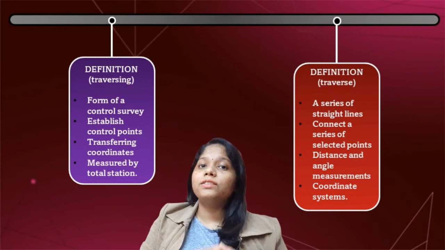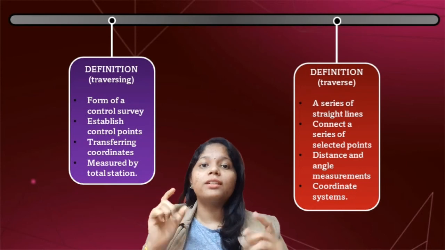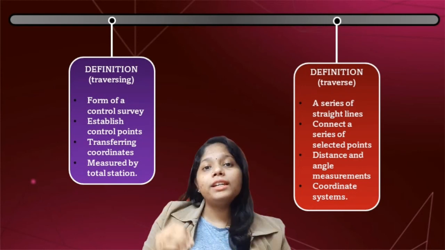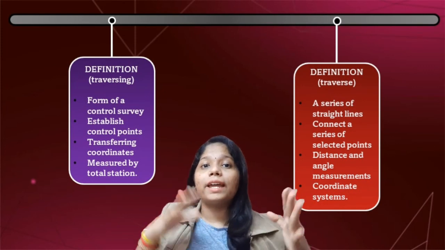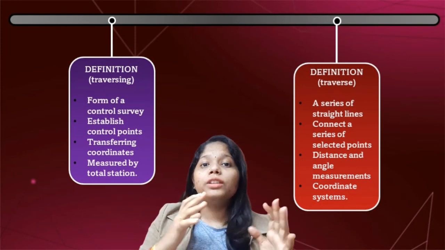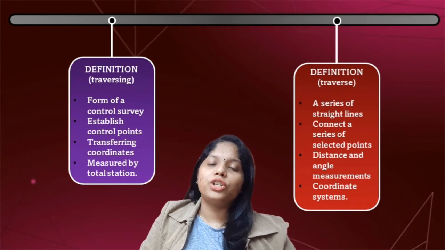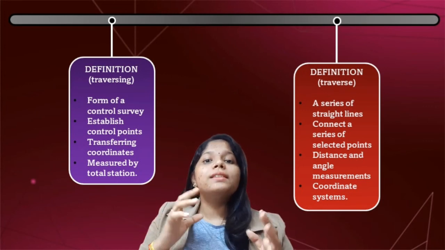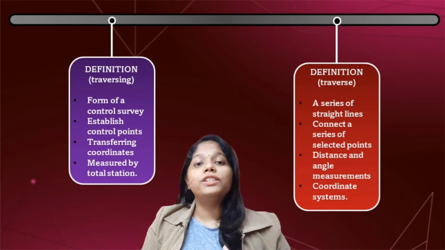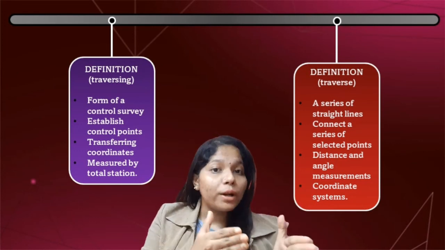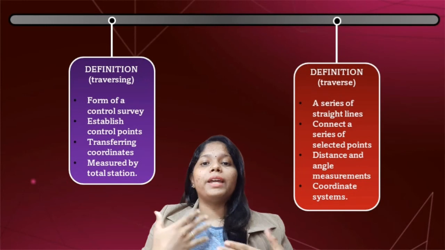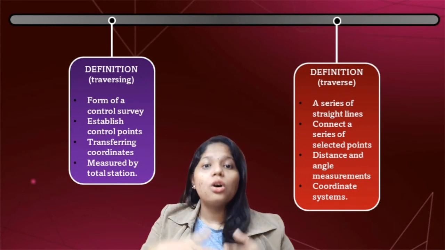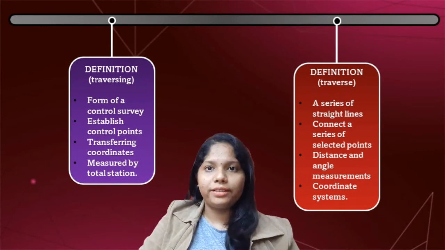A traverse is a series of straight lines used to connect a series of selected points. These selected points are called traverse stations, where the distance and angle measurements are made. The relative positions of the traverse stations are then computed using some coordinate system. It is a measurement of the straight line and horizontal angle from one point to another using the total station. So the sides can be expressed either as polar coordinates or as regular coordinates.